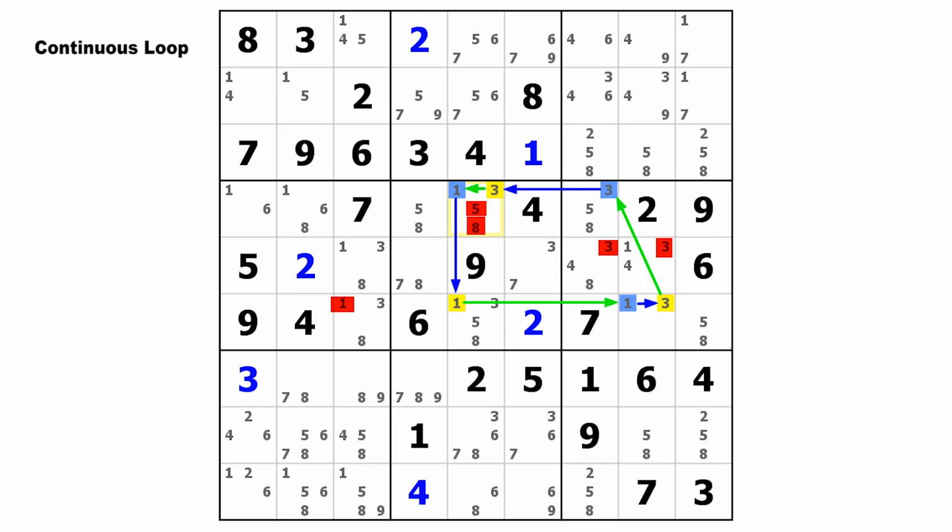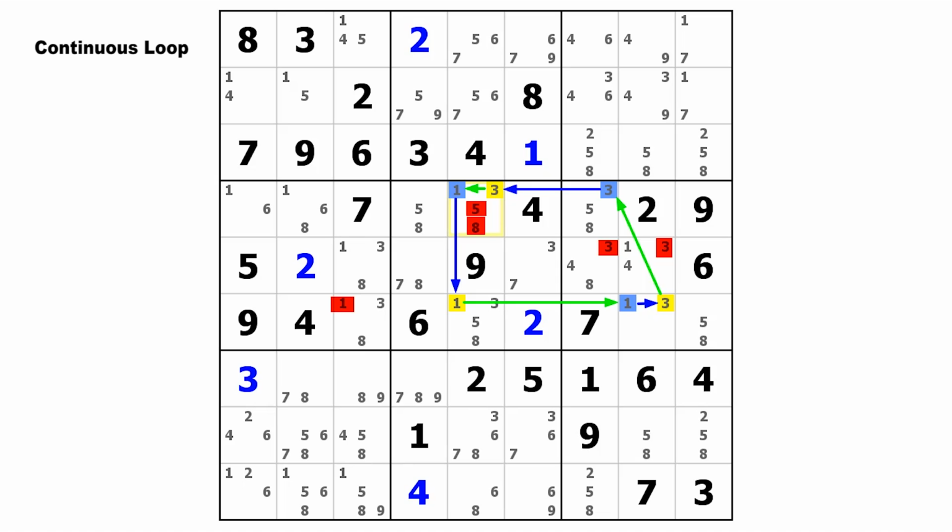Because they can see each other, one of them must be true and the other one must be false. They cannot both be true. It is impossible for both of them to be true. And they cannot both be false because of the implications of the chain. This further proves that in every consecutive pair of candidates in a continuous loop, no matter which direction you are going, one must be true and the other must be false, even though we don't yet know which is which.